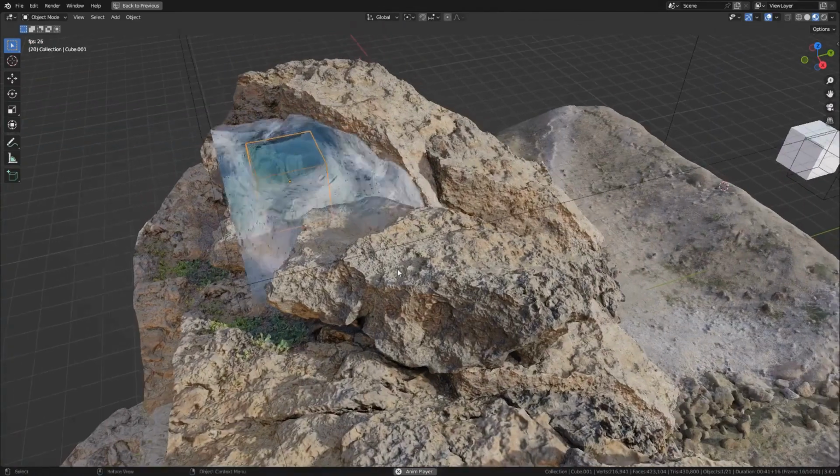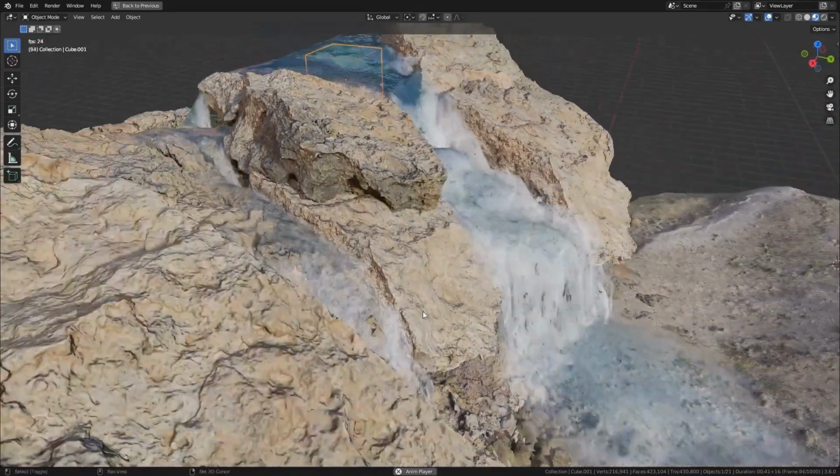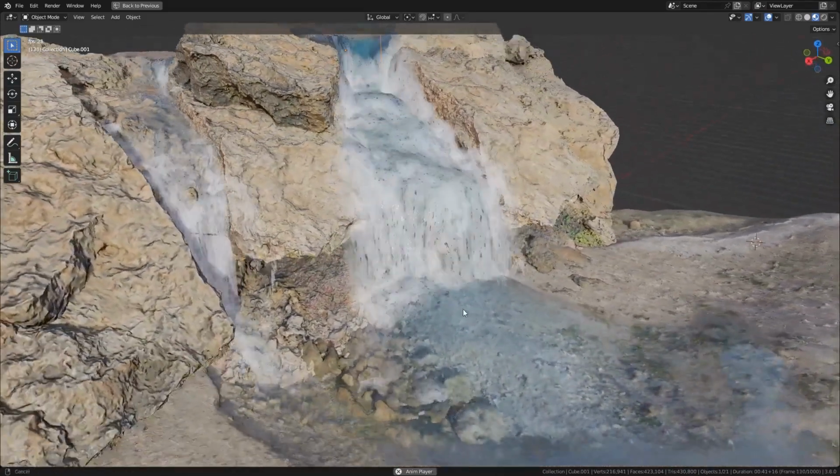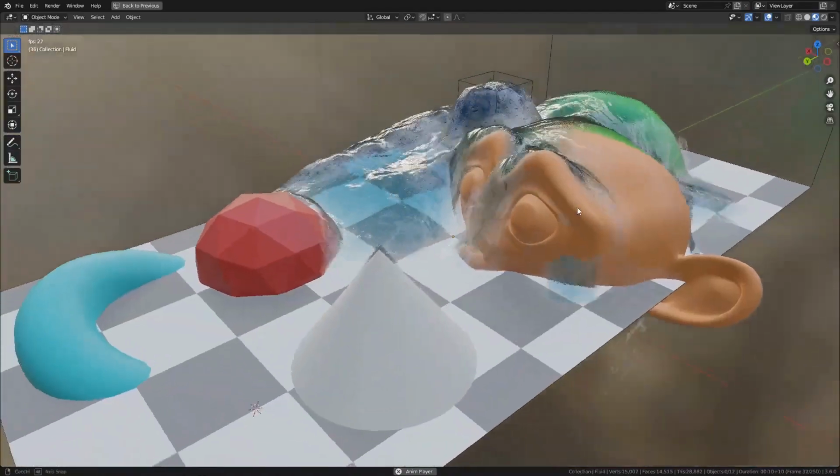You're working on a project, and you need that perfect realistic fluid effect. But you're tired of dealing with complex, resource-intensive simulations that can slow you down. Well, we've got something that's about to change the game. Cell Fluids is the answer.